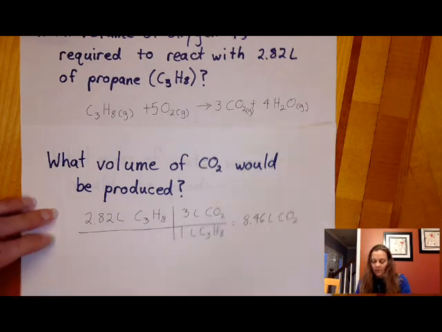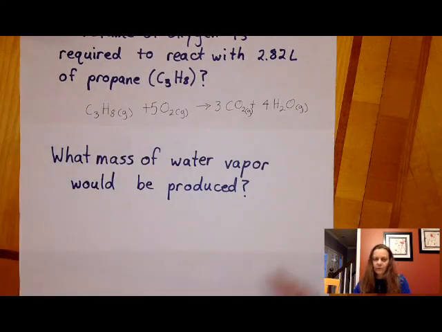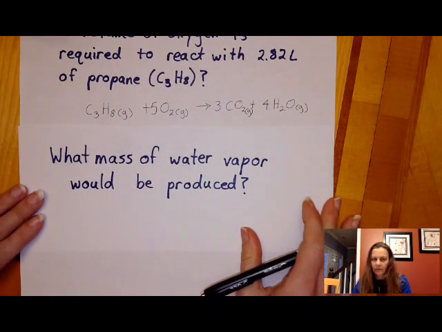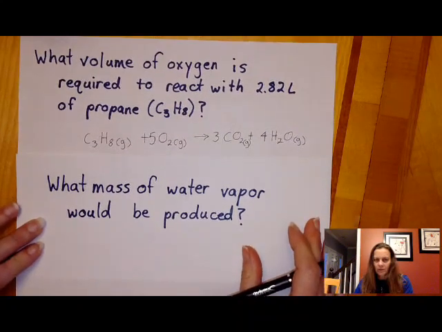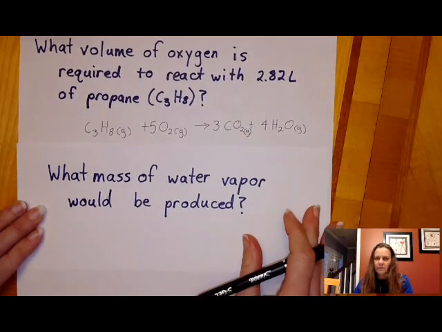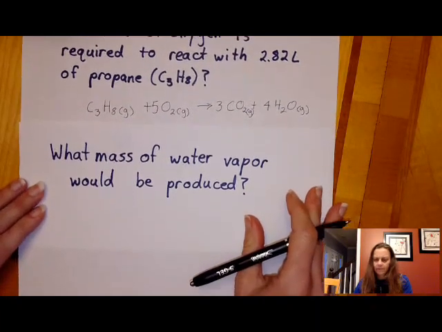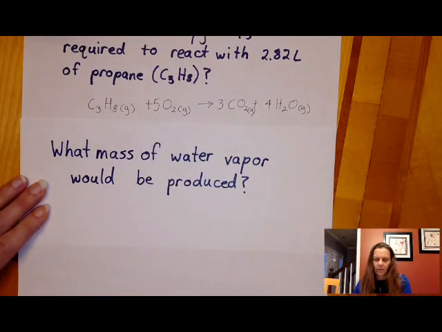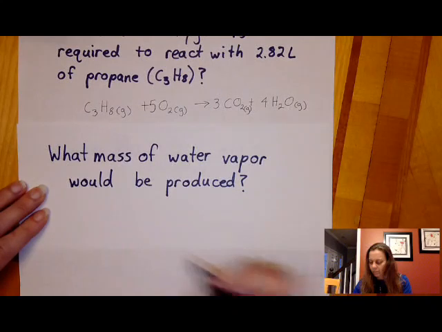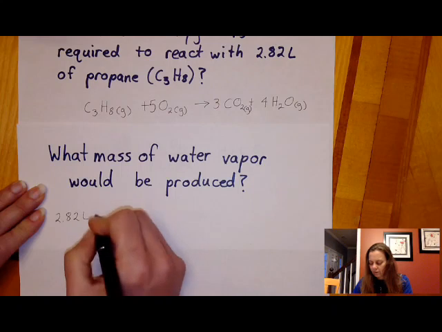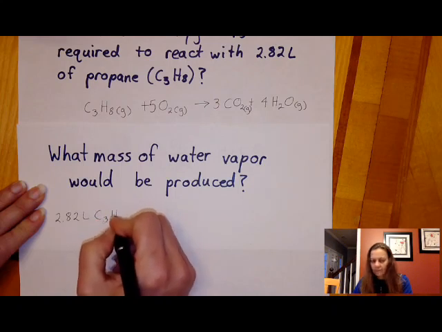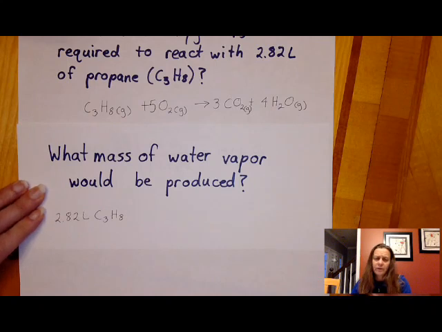So one last problem, and this is really just a review of stoichiometry, but we're going to go ahead and go through this because it's still with a gas. So we're still working with that same reaction, 2.82 liters of propane reacting with oxygen to form carbon dioxide and water. And it asks us what mass of water vapor would be produced. And so we have 2.82 liters of propane. And now we have a choice. We could convert to liters of water, and then from liters of water to moles of water, and from moles of water to grams of water.